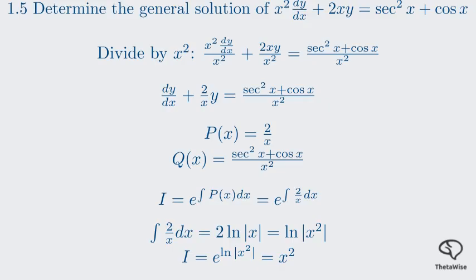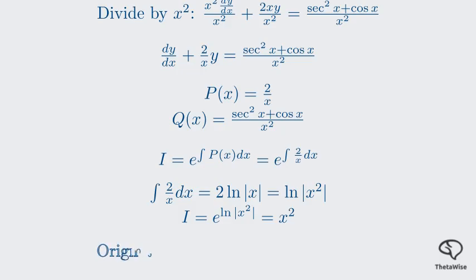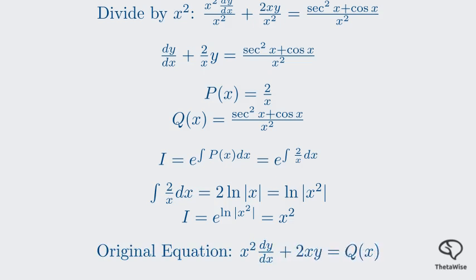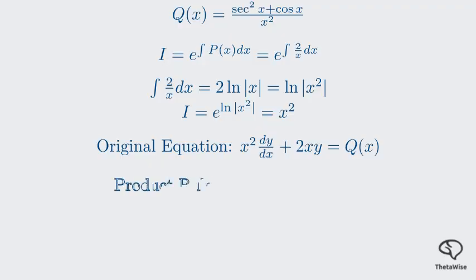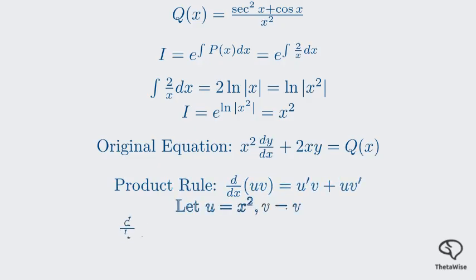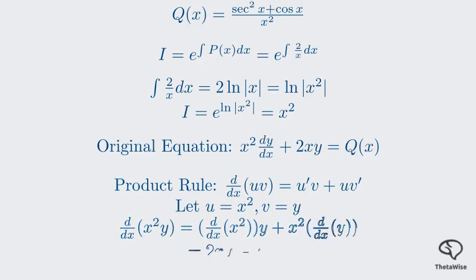It's a great opportunity to show a memory trick or an alternative way to solve the problem. Let's rewrite the original equation: x squared dy/dx plus 2xy. Does this look like the result of the product rule for differentiation? Recall the product rule: the derivative of u times v is u'v plus uv'. If we let u be x squared and v be y, their product is x squared y. The derivative of this product is 2x times y plus x squared times dy/dx. This is exactly the left side of our equation.